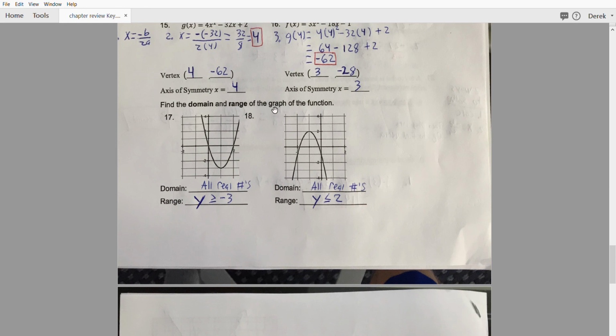All right, so for the 18, we're going to do kind of the same thing, domain all real numbers. And now what's our y value? Well, y doesn't go above 2. There's no part of the function that goes above 2, but it does hit 2. So we'll say, all right, this is going to go on forever, so our y value is going to be less than or equal to 2.